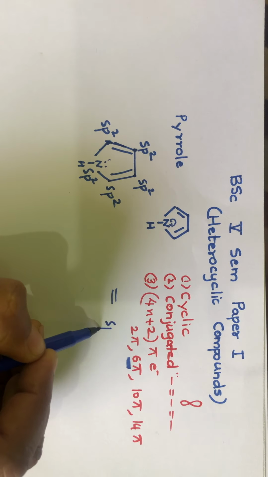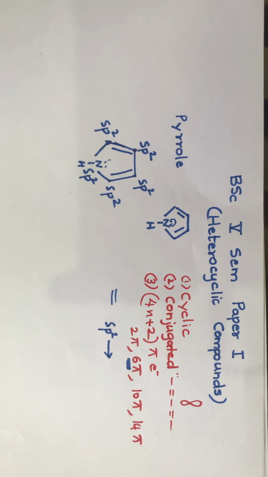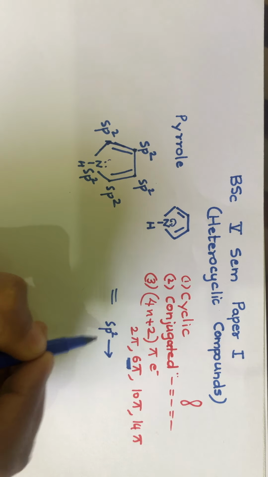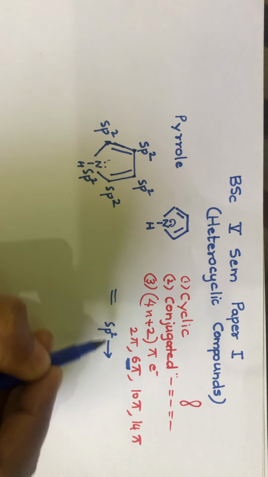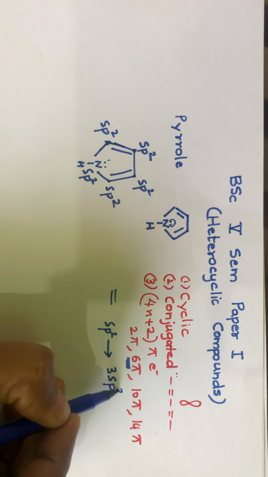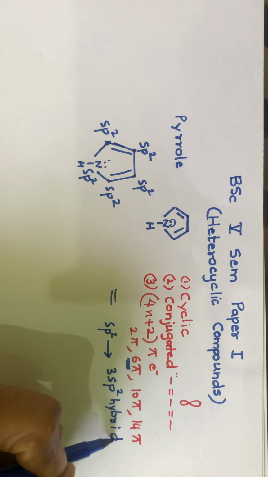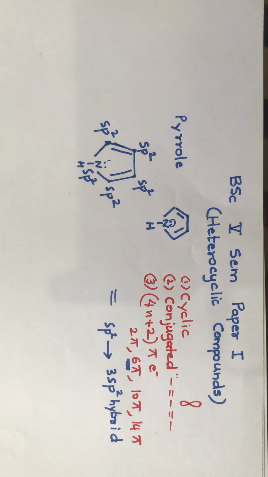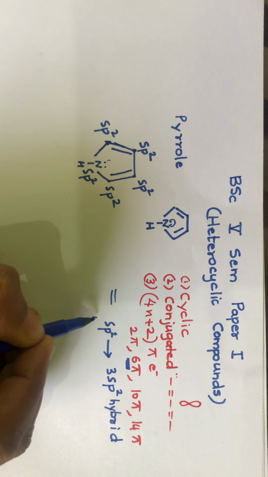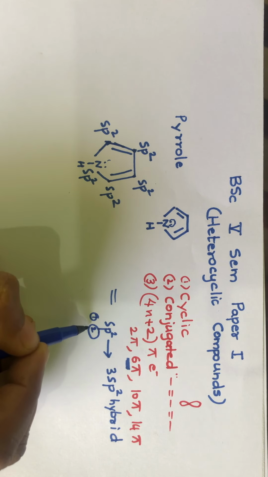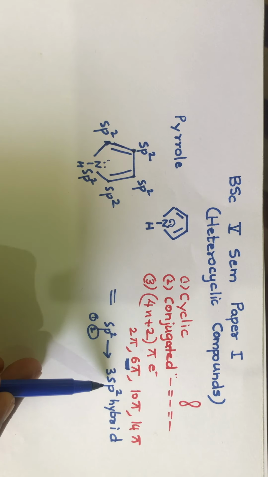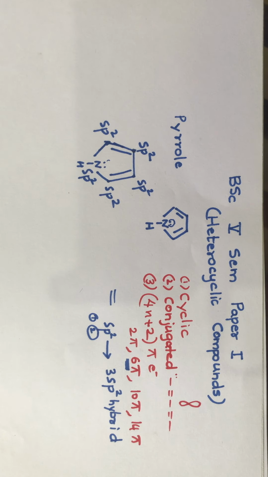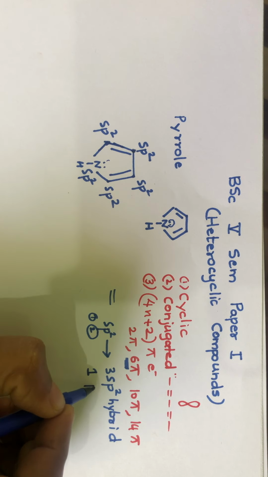When I say hybridization is sp2, that means 1 s orbital has combined with 2 p orbitals. If 1 s and 2 p combine, that means 3 orbitals have combined. If 3 orbitals have combined, 3 new orbitals will be formed. That means each carbon and also the nitrogen has 3 sp2 hybrid orbitals, and 1 unhybridized p orbital.